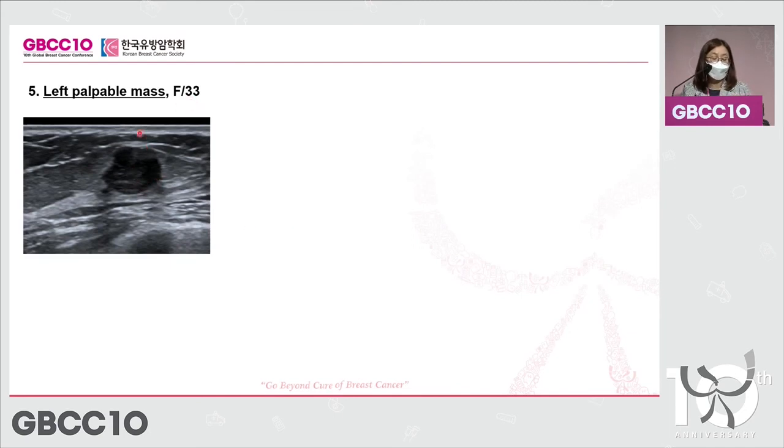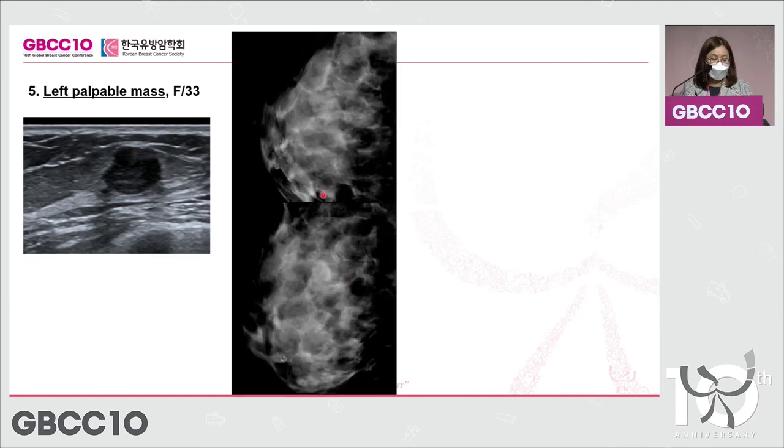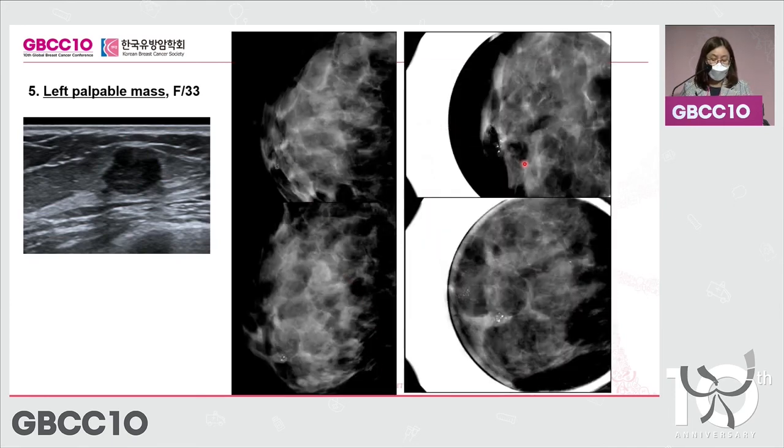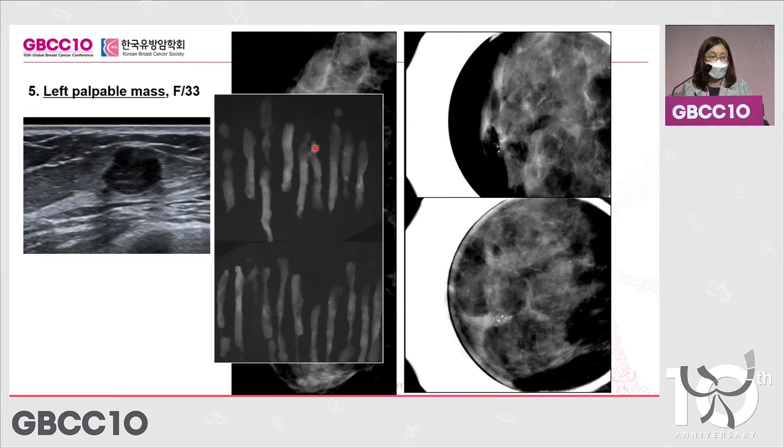So you cannot say that ultrasound is better than a mammogram, because if you look at this patient, she had a palpable mass on the left breast, and we did a biopsy, and it was a fibrosis. But if you look at the mammogram of this patient, and if we magnify this, we can see that there is a calcification on the contralateral breast. We did a biopsy, and we found a DCIS.